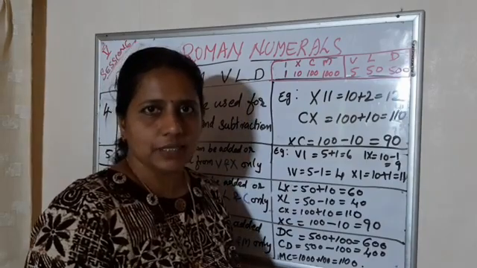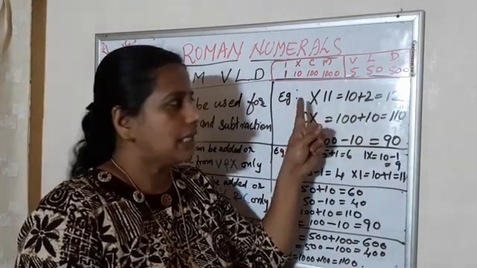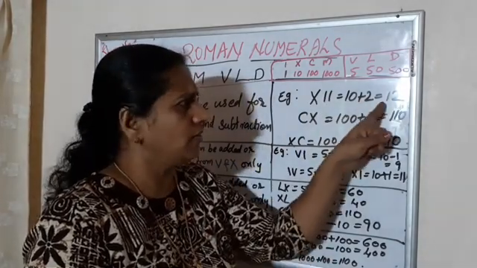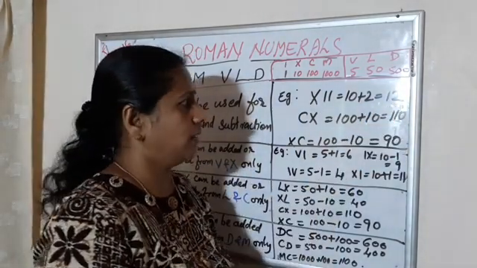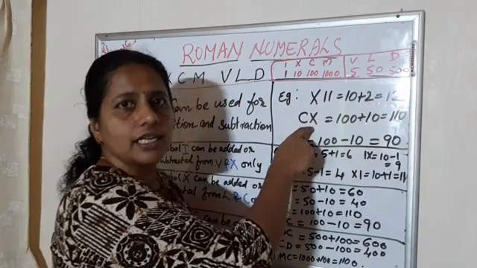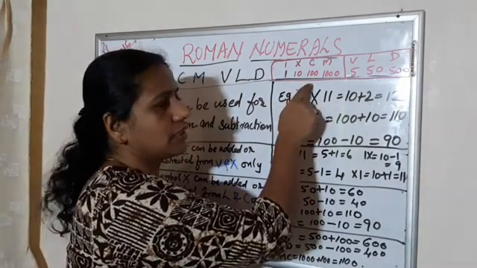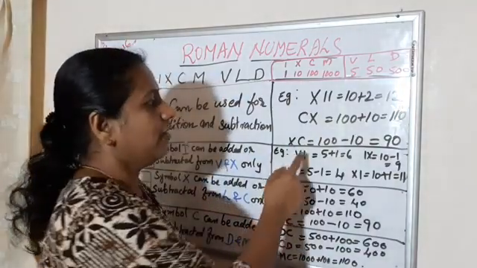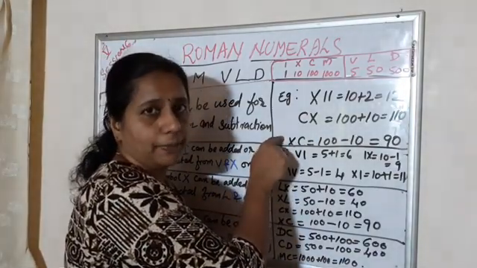XI. X means what? X means 10. 10 plus 1, 11. 11 plus 1, 12. That is, the answer is 12. Next one, CX. C means what? C, I told you, is 100. 100 plus 10, 110. If it is XC, what happened?